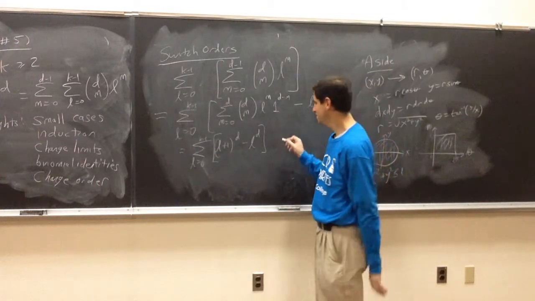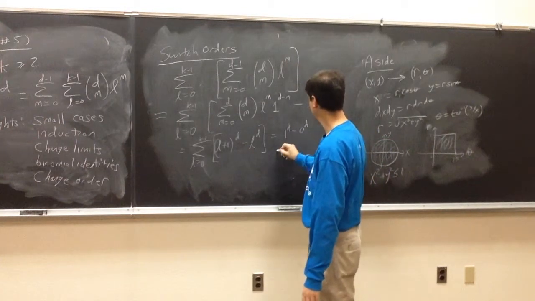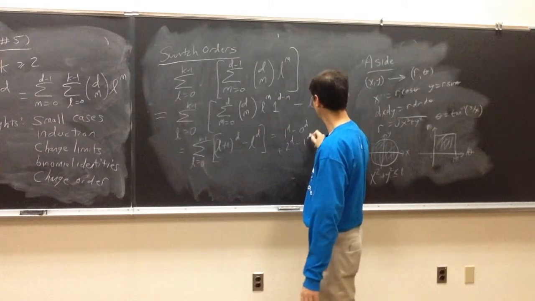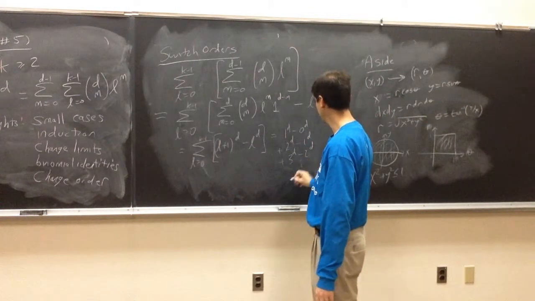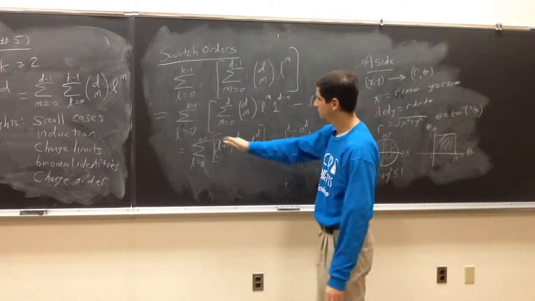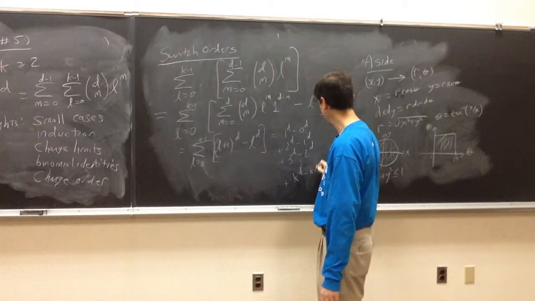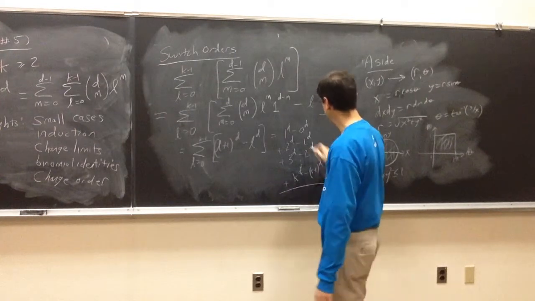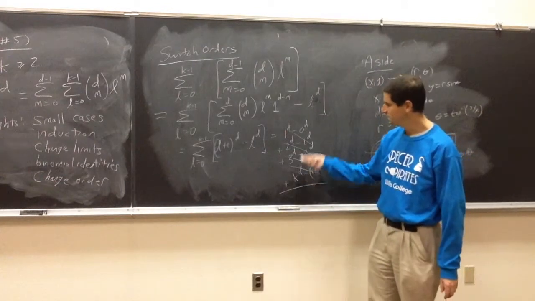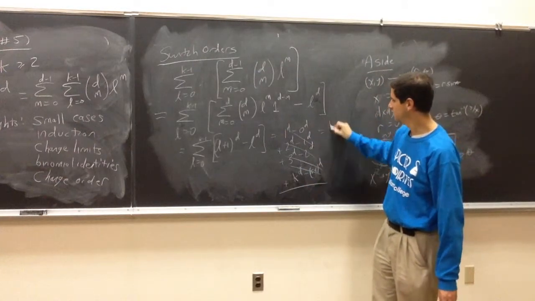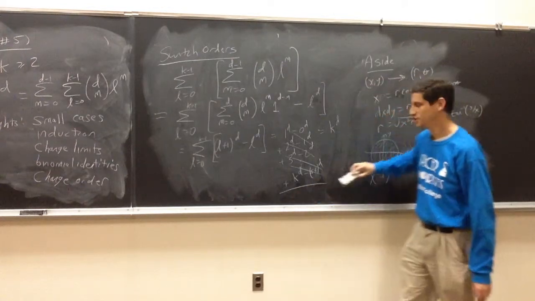Telescoping sum. This is going to equal 1 to the d minus 0 to the d, plus 2 to the d minus 1 to the d, plus 3 to the d minus 2 to the d, dot dot dot, plus k minus 1 plus 1, which is k, to the d minus k minus 1 to the d. Everything cancels, and you're left with k to the d minus 0 to the d. So you're left with k to the d. Okay, so there's the proof.